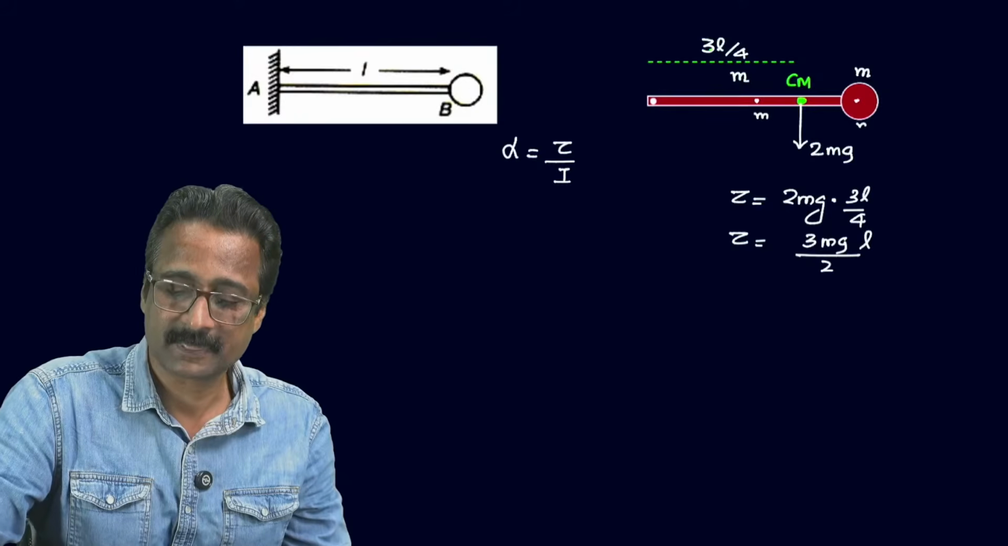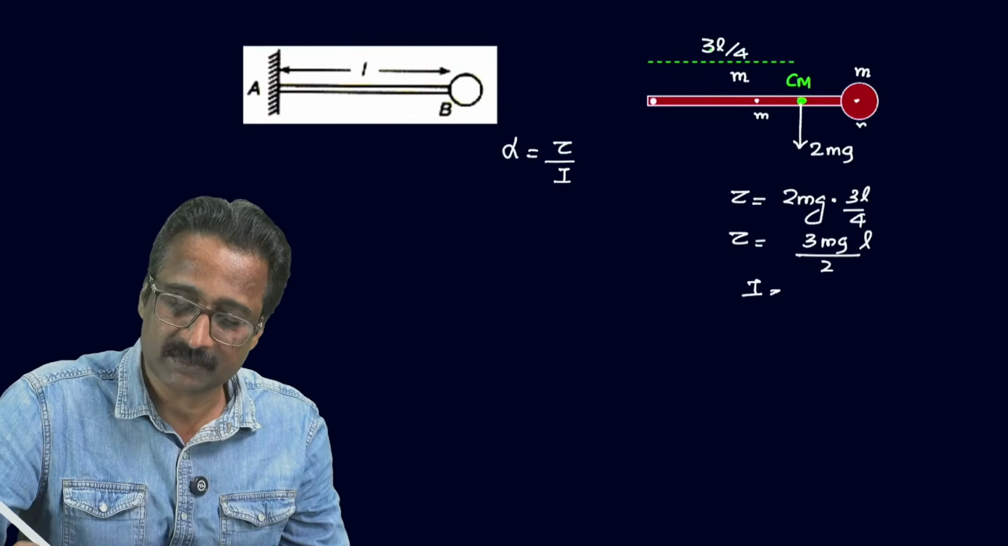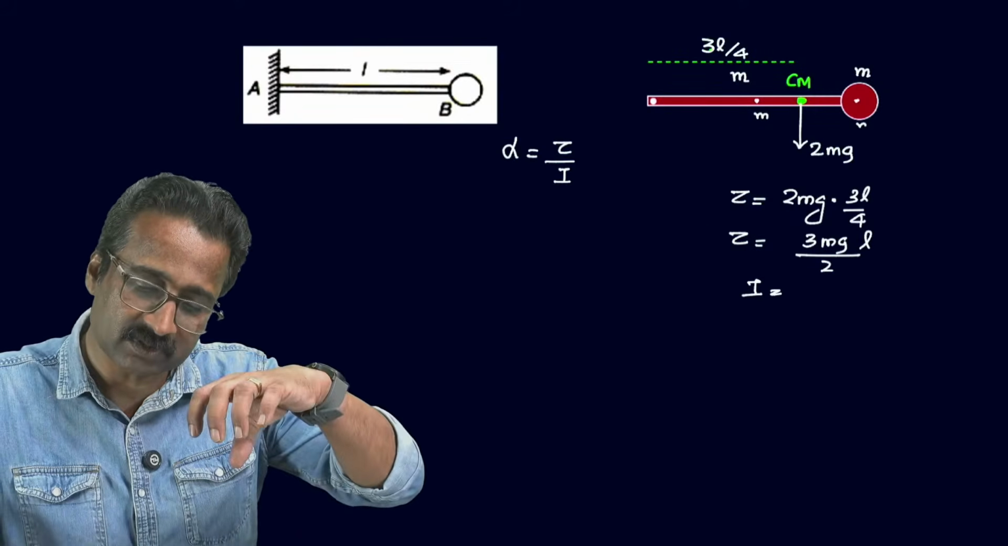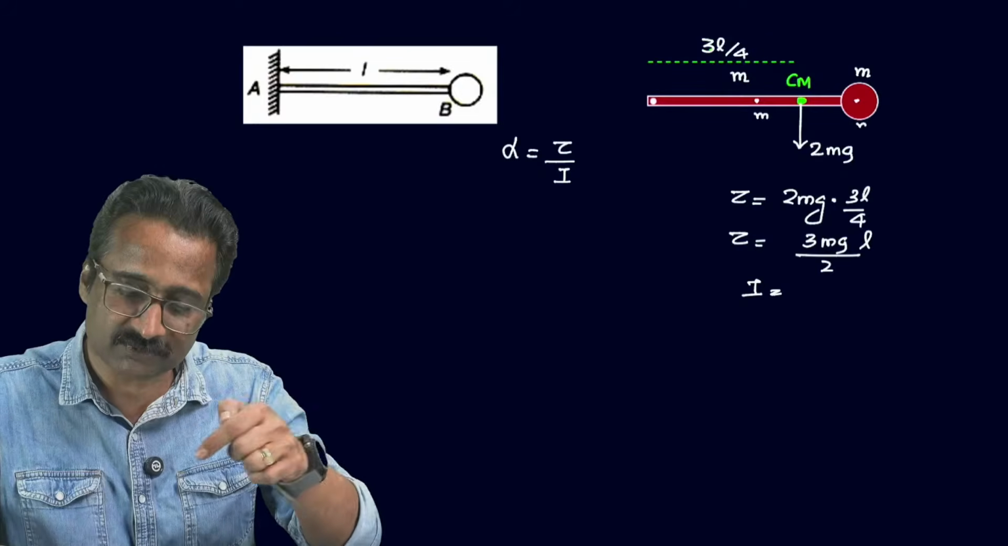So torque is that. Now let us find what I is. Let me confirm that I did not make a mistake. 2mg is the force into 3L by 4. 2 and 4 cancel, correct.